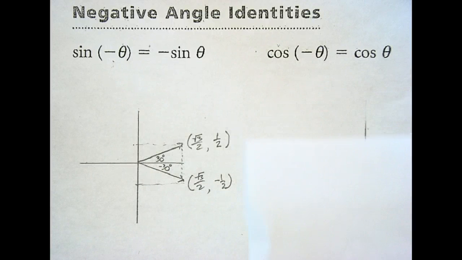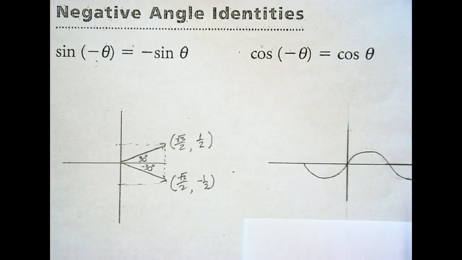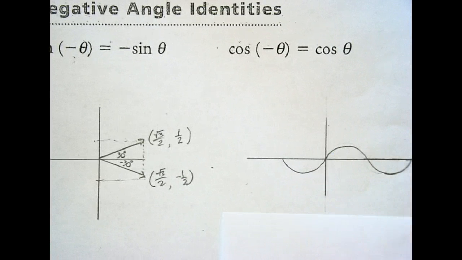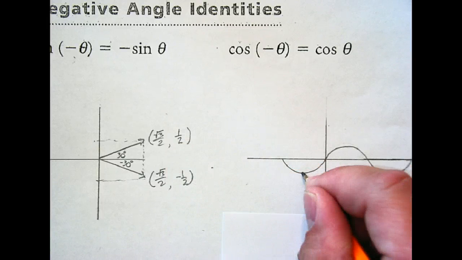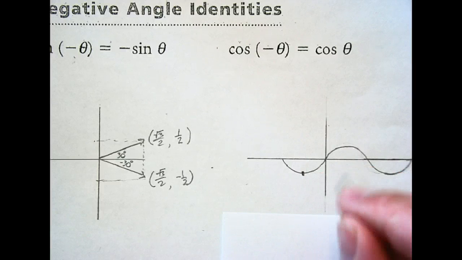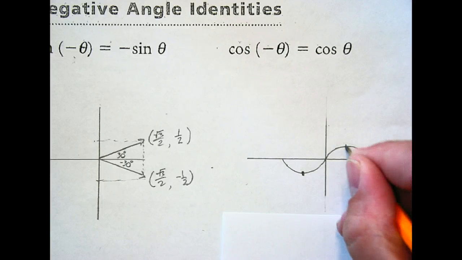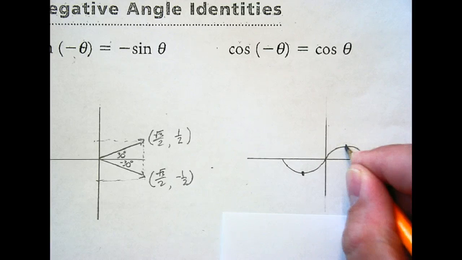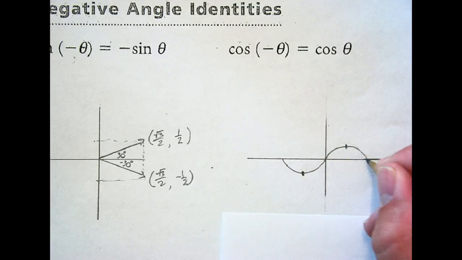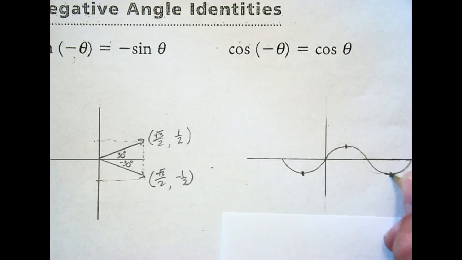If you want to think of it in a graphical form, this is your sine curve. When I have sine of theta, say, if I want the sine of 90, there's sine of 90. Sine of 90 is 1. There's 180, there's 270. Sine of 270 is negative 1.